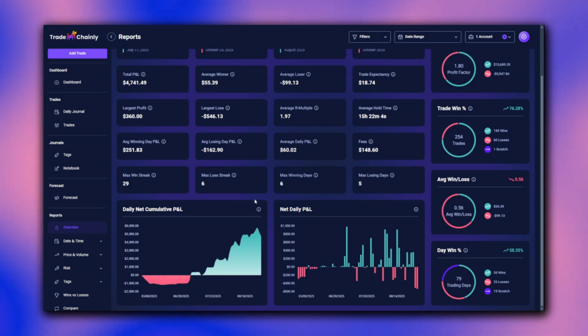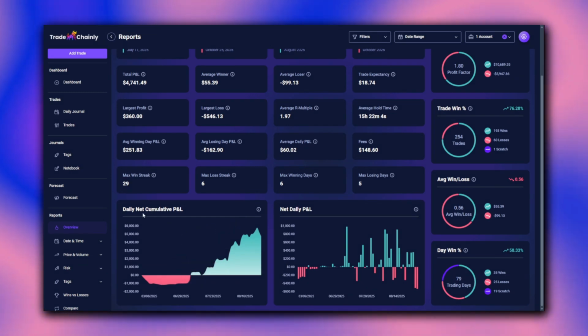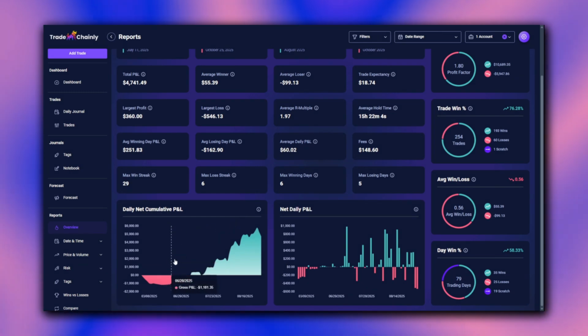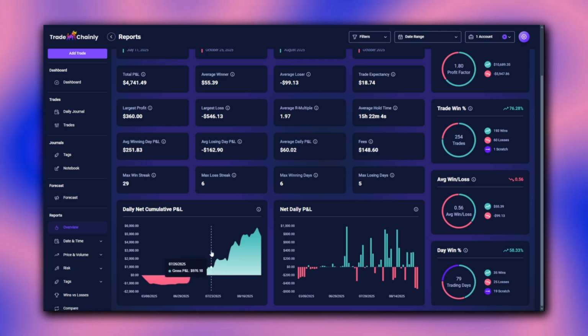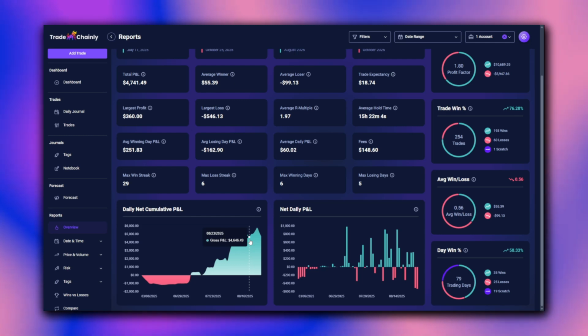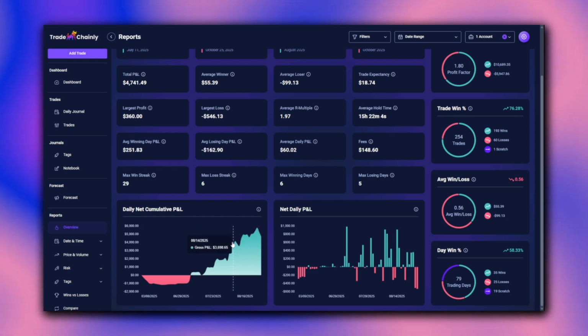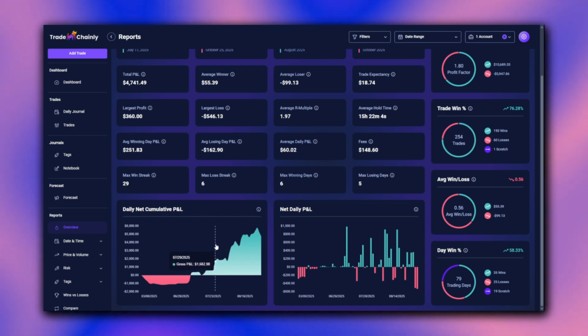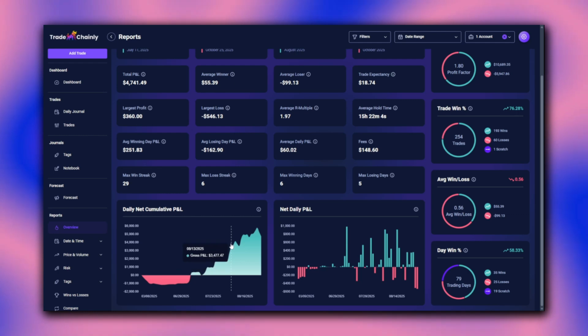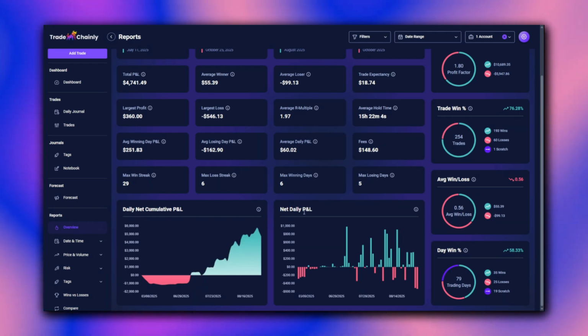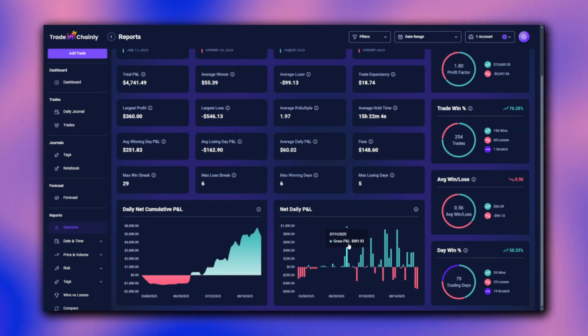Below the stats, we have the two main charts, the daily net cumulative P and L chart. That is the shape of your entire journey. If the line is smooth, it means your process is stable. If it's choppy, the market is telling me that my strategy timing or emotional control might be inconsistent. On the right is the net daily P and L chart, every single trading day visualized.